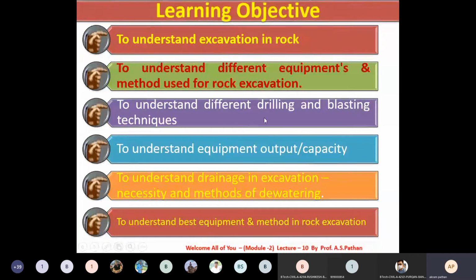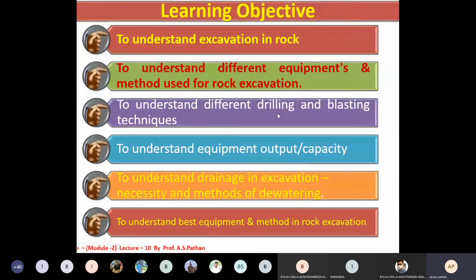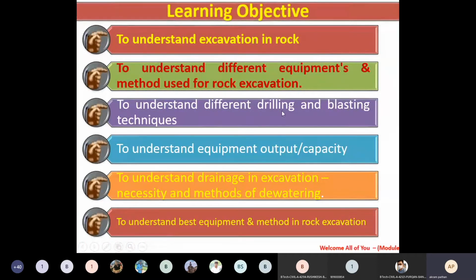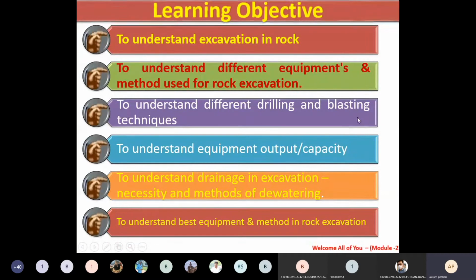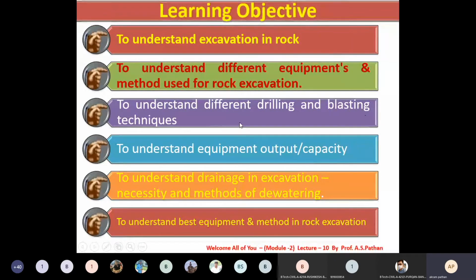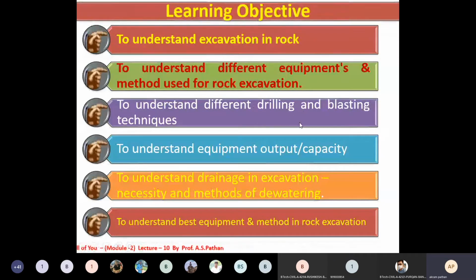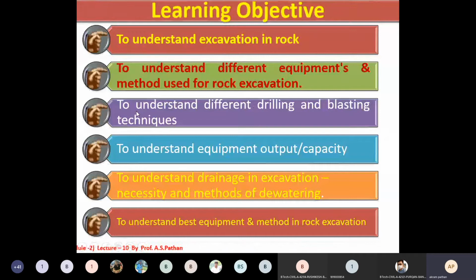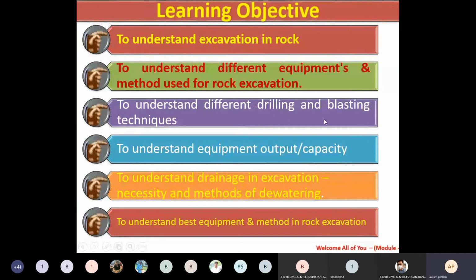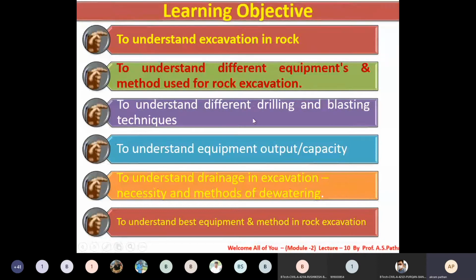So the technology here is what type of drilling methods we are going to use to drill holes in rock, and which type of blasting detonators we are going to use to blast the hard rock. To understand the different drilling and blasting techniques is one of the important learning objectives behind this particular unit.